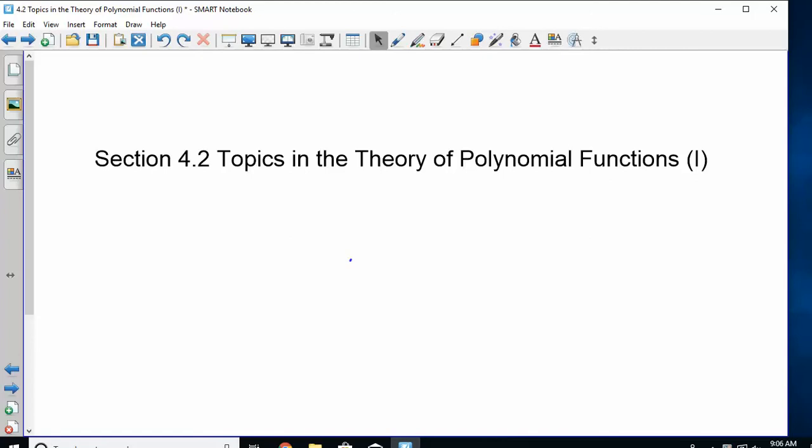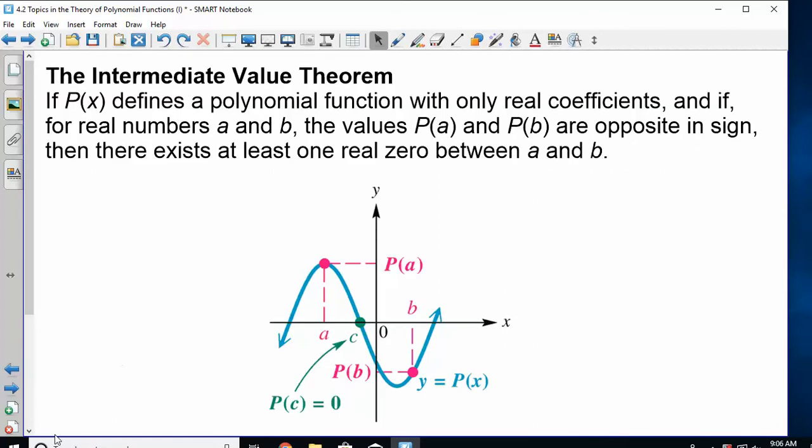Behavior, turning points, zeros being your x-intercepts, and whether your graph will bounce or cross at that x-intercept. So those were the pieces from Friday.